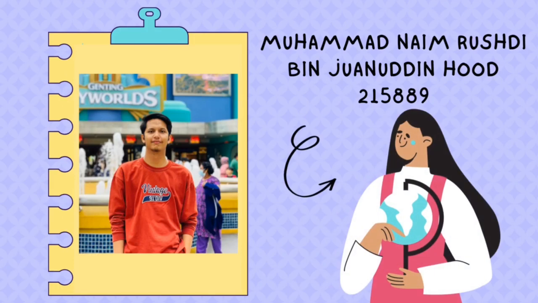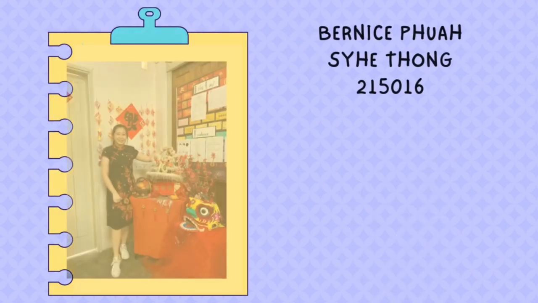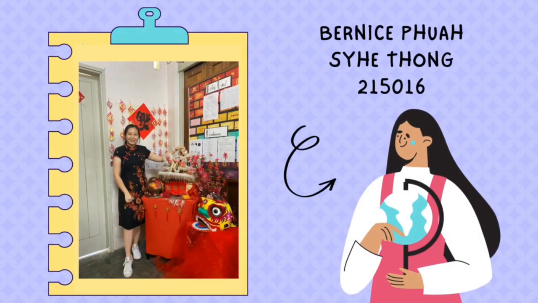First one is Muhammad Naim Rushdie bin Juanuddin Hood. His metric number is 215889. The second one is myself, Nur Najwa Shafika binti Muhammad Chwahi, and my metric number is 216420. And the last one is Bernice Puah Shetong. Her metric number is 215016. So, that's all about our members.